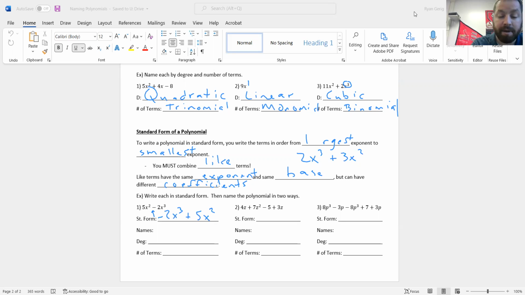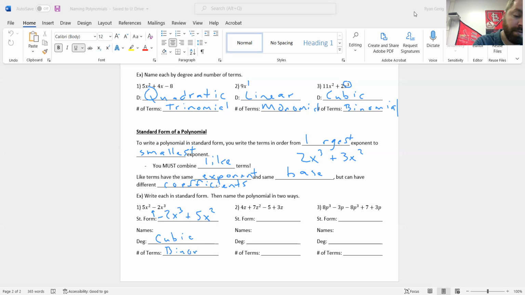I cannot combine that because the x's, yes, they're both x's, but one's got an exponent of 3. The other one's got an exponent of 2. Can't put those together. So the degree on this one, biggest exponent is 3. So I can say cubic. And it's got 2 terms, so it's a binomial.